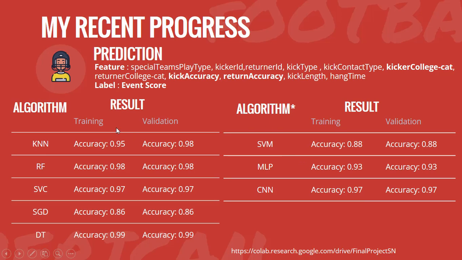As for my recent progress, I did prediction with 5 machine learning and 3 deep learning algorithms, and the results are very satisfying. The average accuracy is above 90%, and we can see that machine learning models have results that are not much different from deep learning models.